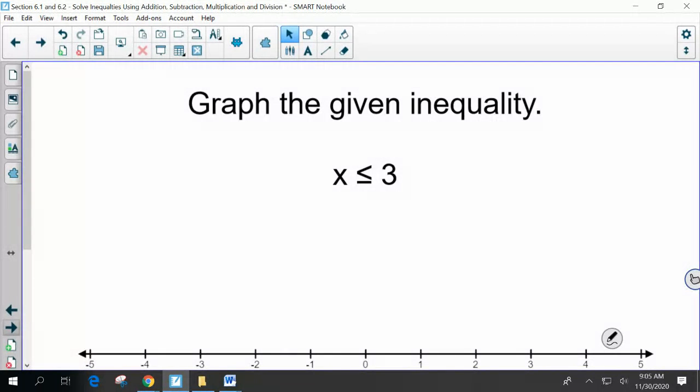Okay, so I have a closed circle at 3. In which direction am I going? Left. And you always want to include an arrow because that does go on forever.